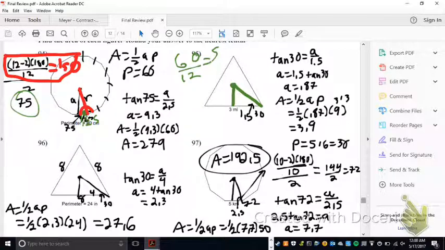Again, if this doesn't make sense to you, either come see me, rewatch the video, whatever it takes. These area of regular polygons are a significant portion of the final. It will not do to skip over them. I mean, this is something we've spent the past 3 weeks going over, so make sure you know it.